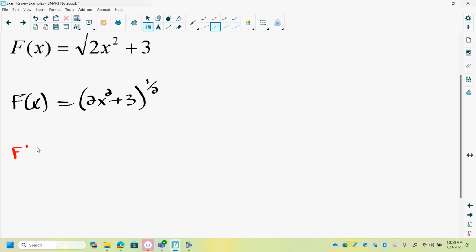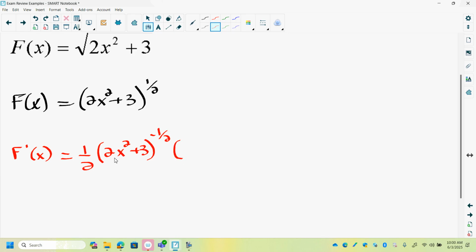So the first thing I'll do is I'll write capital F prime X is going to equal. I'll bring the 1/2 and I'll multiply it by whatever the constant is there, 1. 1/2 times 1 gives me 1/2. Then I rewrite the bracket, 2x squared plus 3. And I subtract 1 from the original exponent. 1/2 minus 1 is like saying 1 over 2 minus 2 over 2. What's it give me?